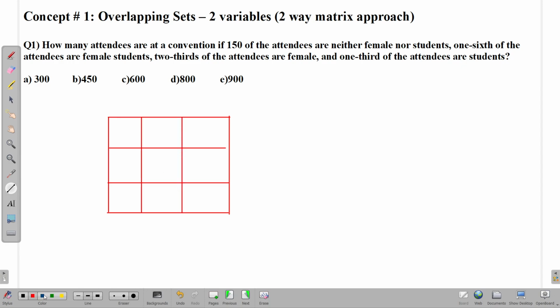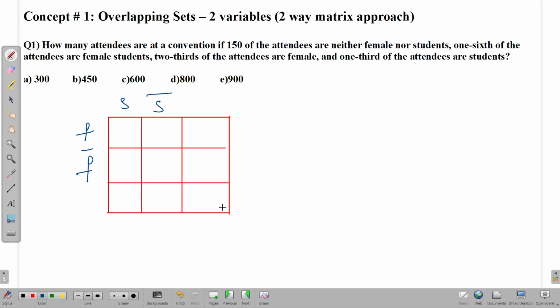So as we did in the previous one, we have female, female bar, students, and student bar, right? And what do we have here? We have the totals here, right? We have the totals. So what have we been told?